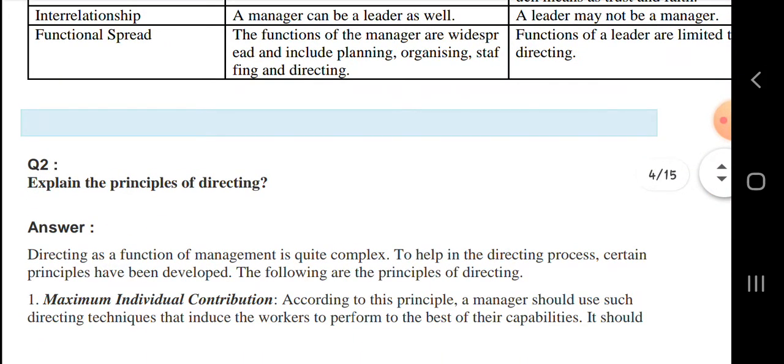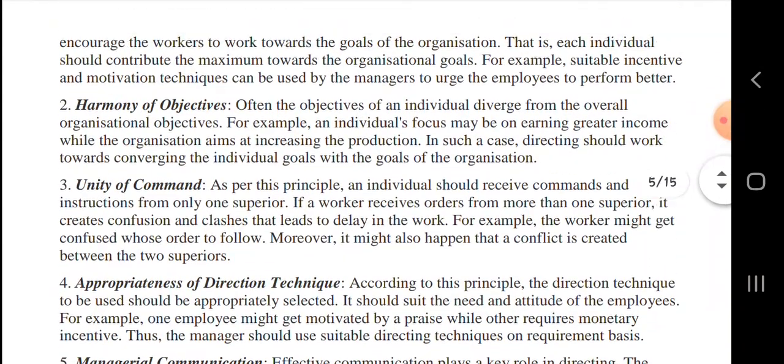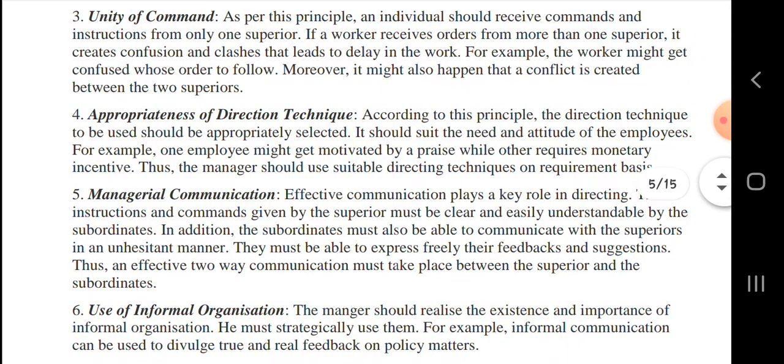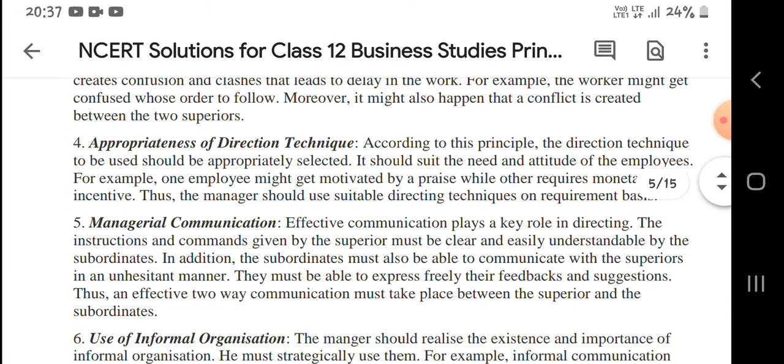So let us know about the principles of directing. Maximizing individual contributions: according to this principle, a manager should use such directing techniques that induce the workers to perform the best they can give. Next, harmony of objectives: often the objective of an individual diverges from the overall organizational objective. Next, unity of command: as per this principle, an individual should receive commands and instructions from only one superior. And appropriateness of direction technique: according to this principle, the direction technique should be used in an appropriate manner.